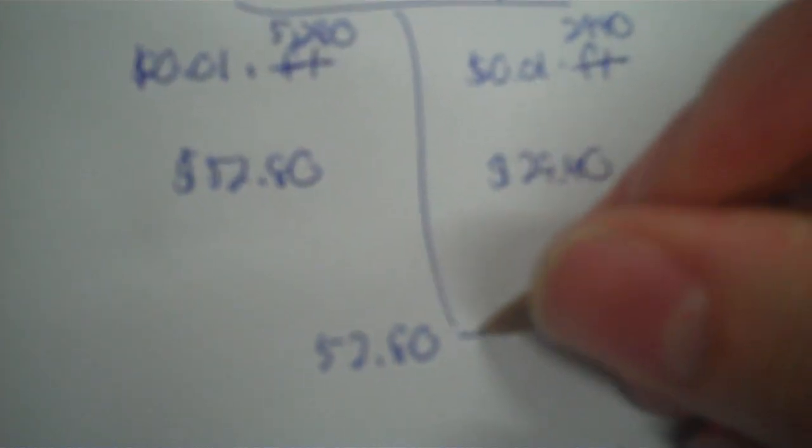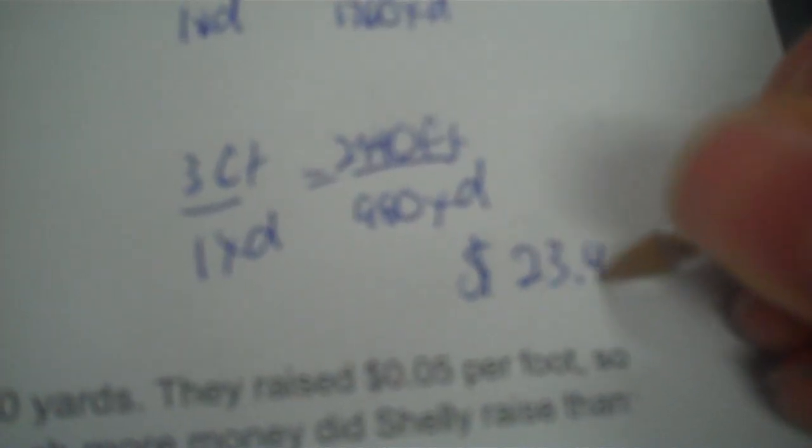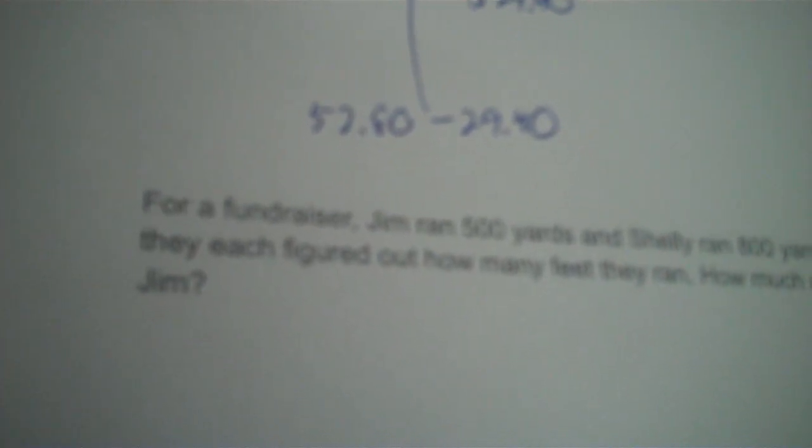Now the question asks me how much more money did Kelly raise than Rhonda. So now I need to take the $52.80 and subtract the $29.40. That gives me 23.4, which is $23.40. Okay. All right, we're going to do another one.